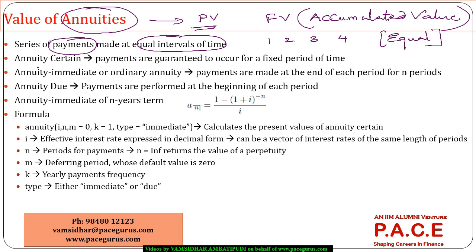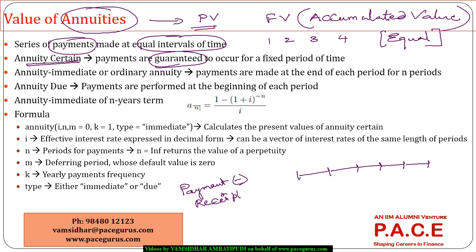So within that, we have different kinds of annuities. These are terminologies that we need to be comfortable with when we are working with annuities. One is annuity certain, saying I'm sure that I'm going to receive those amounts. So we are talking about different payments or receipts that are happening. Here we are talking of either a payment, which is a cash outflow, or a receipt, which is a cash inflow, whatever it is.